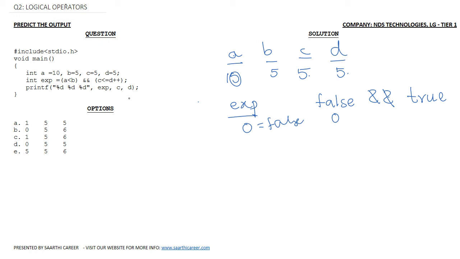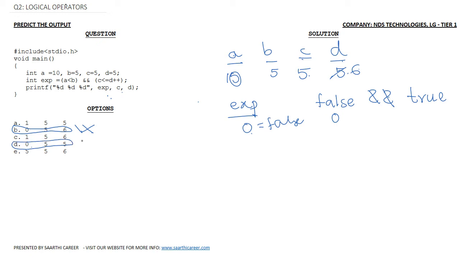Now when it comes to the next statement, which is the printf, D changes from 5 to 6. So if we go ahead and print the values expression, C and D, expression is 0, C is 5, and D is 6. So it will print the values 0, 5, and 6. If you look at the solution here, it is 0, 5, and 6. Now this seems to be the likely solution, however, it isn't. The right answer is 0, 5, and 5.